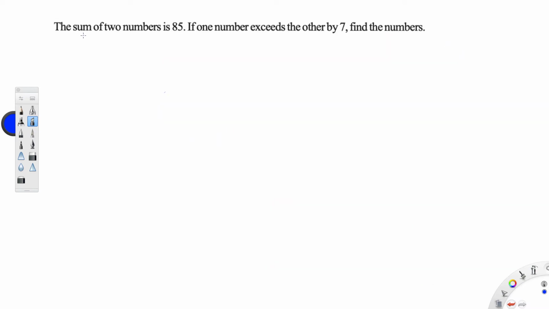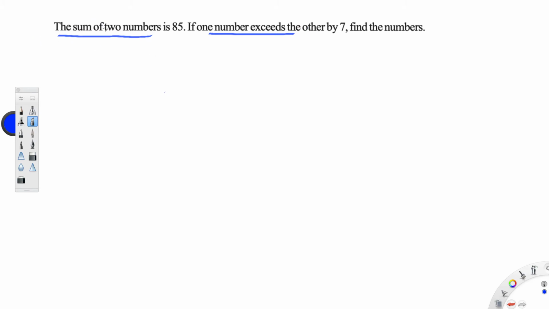This next sum is an example of a linear equation with two variables. So the sum of two numbers is 85. If one number exceeds the other by 7, find the numbers. So here it's a very easy sum of two numbers. We need to add two numbers, and the sum is equal to 85. And they have given another clue also: if one number exceeds the other by 7, then what are those numbers? So we can frame two equations using these two statements. Then we can find the numbers.